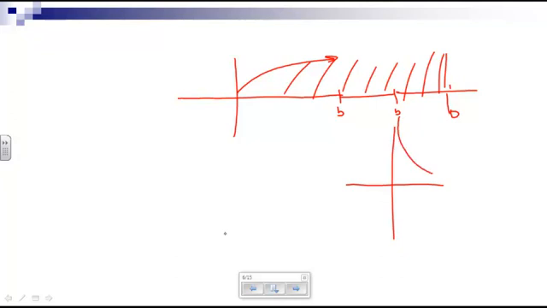Things that look like this may or may not be convergent, depending on how quickly they go towards 0. We're going to give a lot more information and more details when we get into chapter 9 about that.